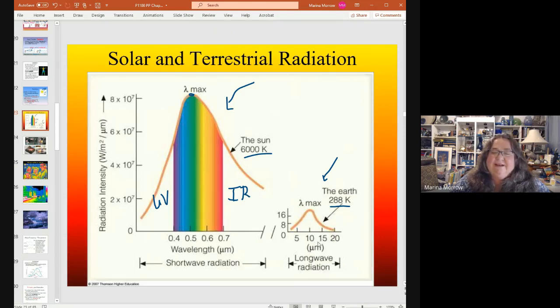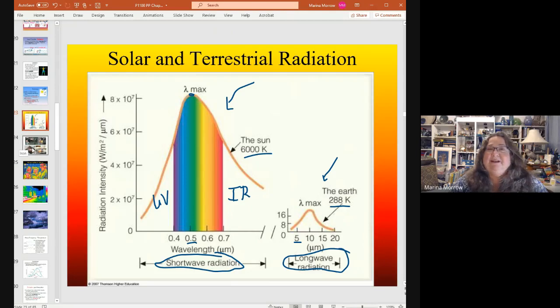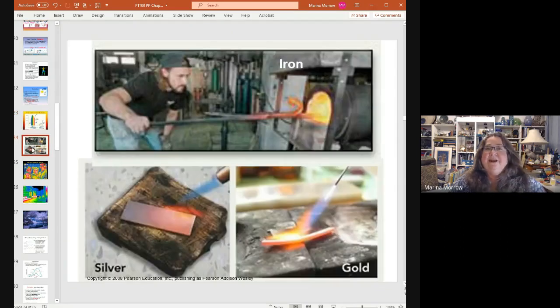And if you look at the wavelengths here, the wavelengths of the infrared radiation, that's 5, what are called micrometers. This is 0.5. So the wavelengths are about 10 times greater from the planet Earth than they are on average from the sun. Okay, so longer wave radiation from the Earth, short wave radiation from the sun. Not the shortest, it's not a gamma ray, but it is shorter than terrestrial radiation.